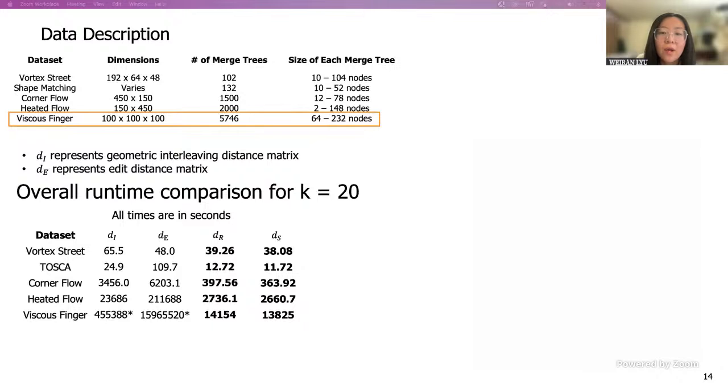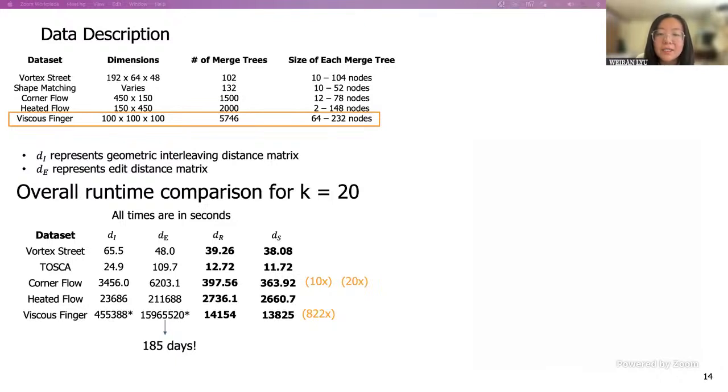For conal flow and heated flow, both ds and dr are around 10 times faster than the interleaving distance and nearly 20 times faster than the edit distance. For the viscous fingers, the interleaving distance and the edit distance become intractable. So the numbers with asterisks are estimated based on the first few runs. The edit distance will take roughly 185 days to finish the entire dataset, and our approach is estimated to be about 822 times faster than the edit distance computation.